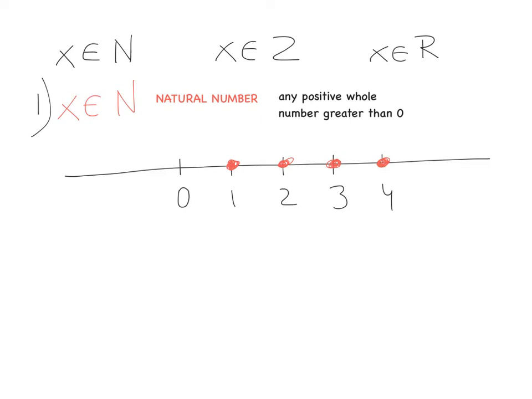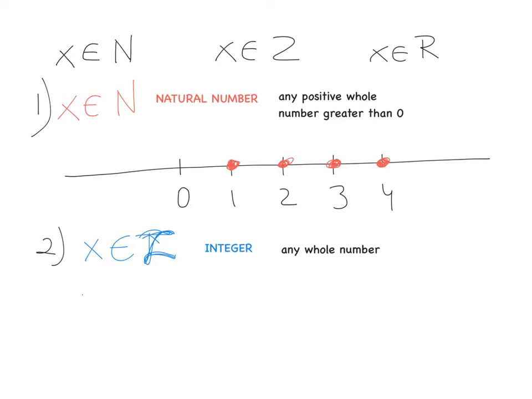The next one is integers, okay? So the second one, x is an element of integers, okay? Z for integers. And what is an integer? As we should remember, an integer is any whole number. It might be positive, or it might be a negative number, or 0 as well.